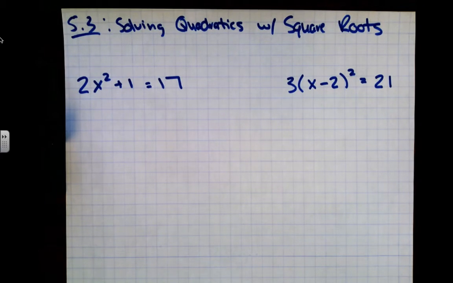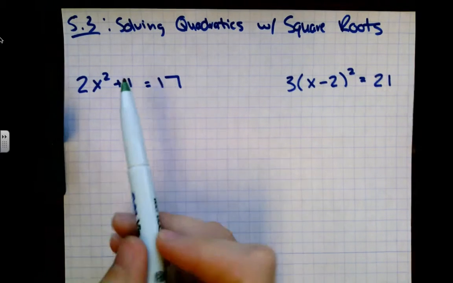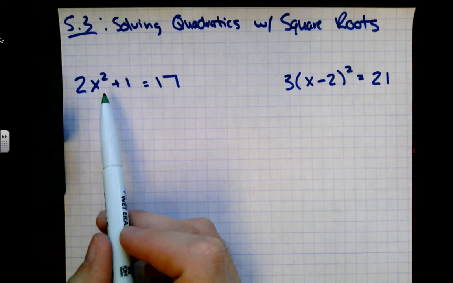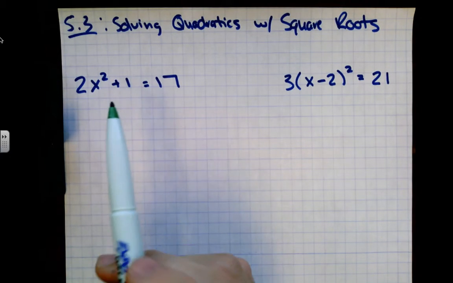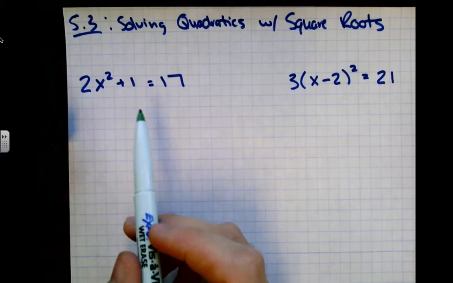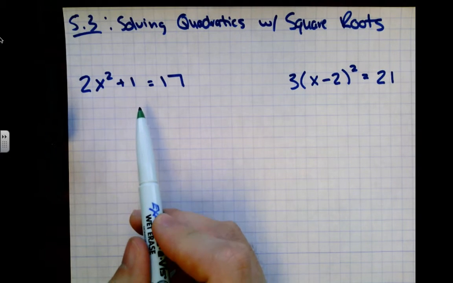These equations, at least the first part of them, you really want to get x by itself, which is very similar to what you did back in Algebra 1 and even before that when you solved equations. We're trying to isolate the variable as much as we can before we have to do anything with square roots. So if I take a look at this first equation, I have 2x squared plus 1 equals 17.